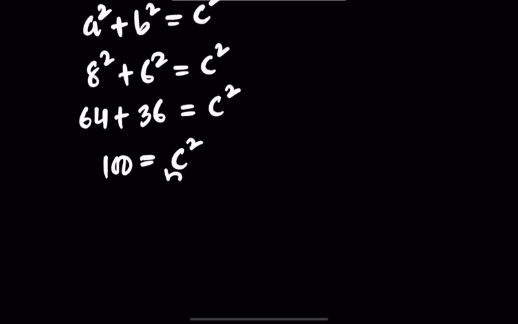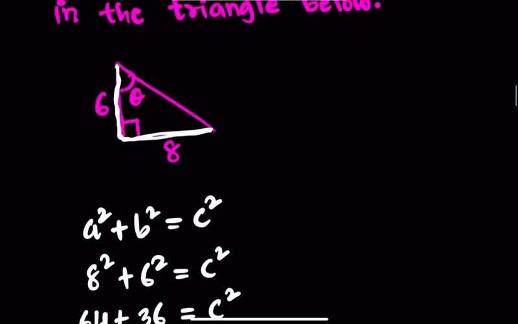Now on this side, we just want the value of c, and we want to remove this exponent of 2. So to do so, put square root on both sides of the equation. So the square root of 100 equals the square root of c squared. Now this exponent 2 and square root get cancelled out, which just leaves us with c on this side, and on this side the square root of 100 will be 10. So the length of the hypotenuse is 10.